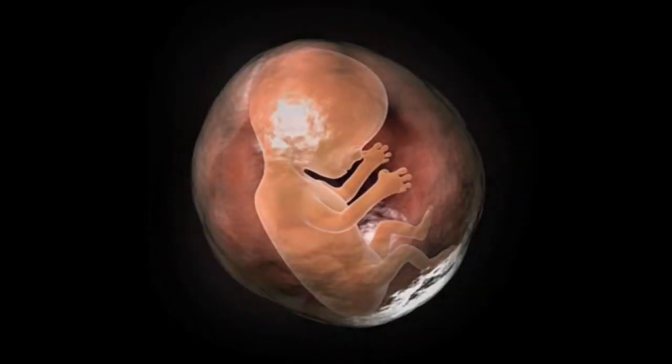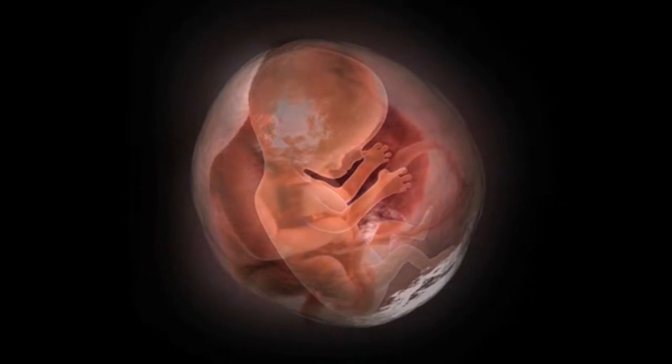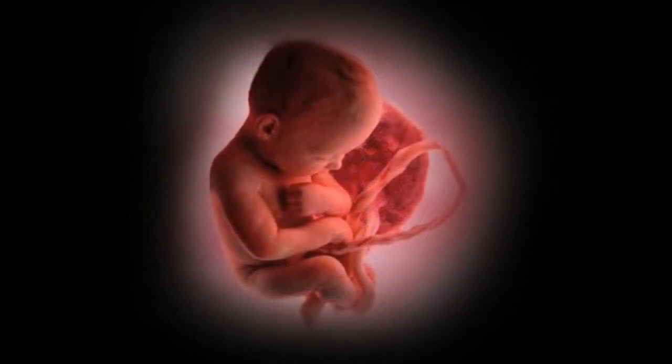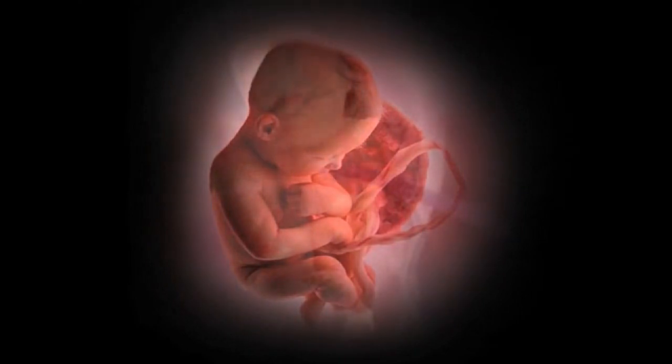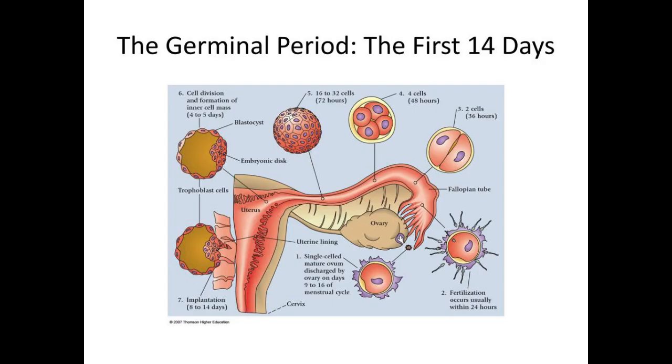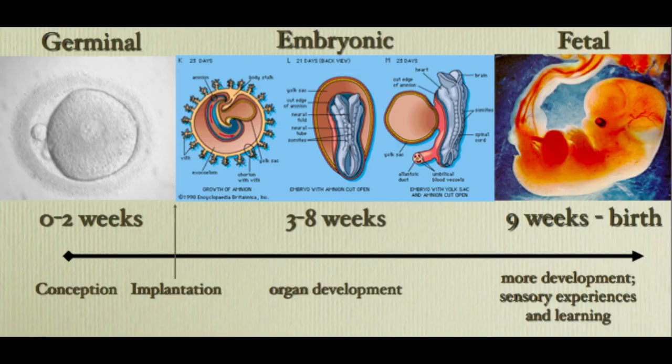Development in utero covers about 38 weeks or 280 days or 9 months of gestation or growth in the mother's womb. Prenatal development is divided into three phases. The first one is the germinal phase. This is the initial stage of prenatal development, covering the first 2 weeks after fertilization.